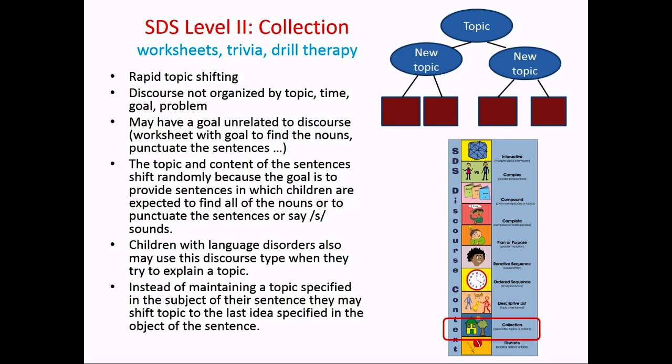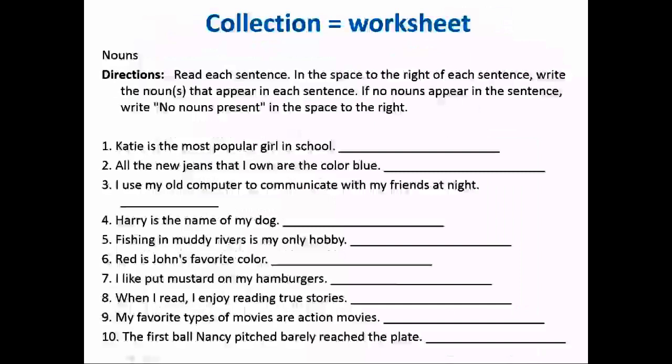As it says, the last idea specified in the object of the sentence becomes the subject of the new topic. So this is a worksheet that's a typical collection. When you look at the content, Katie is the most popular girl in school, which has nothing to do with all the new jeans that I own are the color blue, which has nothing to do with I use my old computer to communicate with friends at night, which has nothing to do with Harry is the name of my dog. Now, if I was going to write a worksheet, I would actually make the sentences coherent.